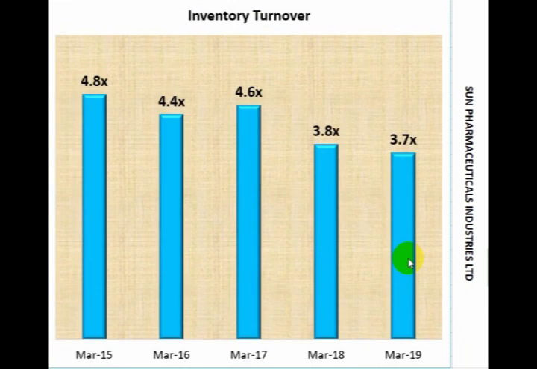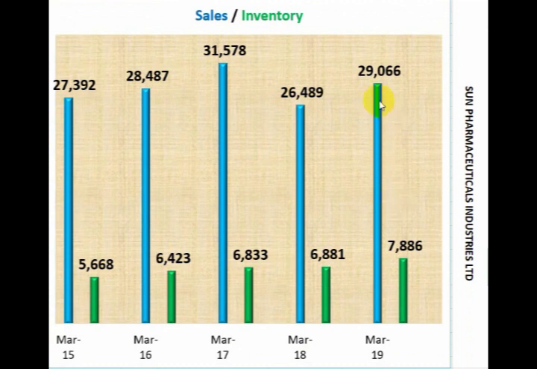Inventory turnover: this particular ratio measures the multiple between the sales and the inventory holding. The higher the inventory turnover, the better it is. A low inventory turnover would mean that the company is holding high inventory compared to what it is selling in a particular year. So here in March 19, we can see that the inventory turnover multiple was 3.7 times, which means that although the sales was 30,000 crores, the company's inventory holding for March 19 was around 7,800 crores. So that's a 3.7 times multiple between sales and inventory.